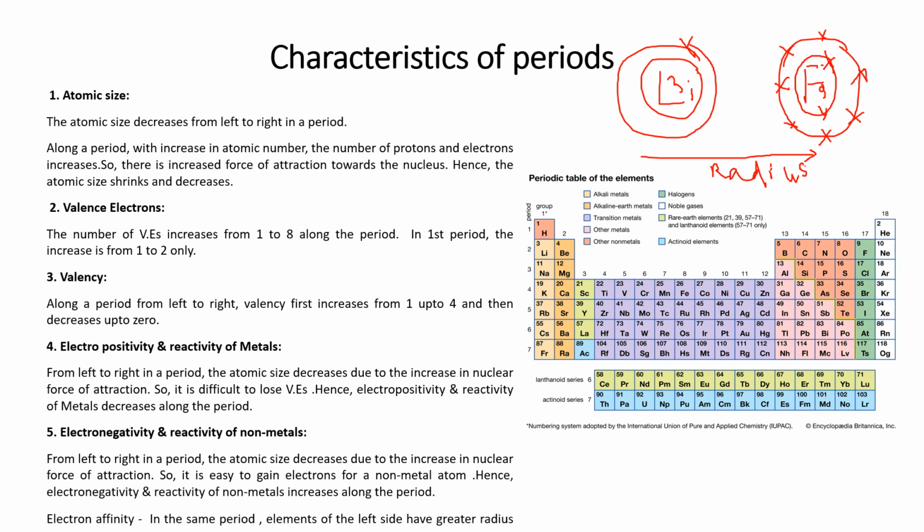Electronegativity. From left to right in a period, the atomic size decreases due to the increase in nuclear force of attraction. So it is easy for a non-metal atom to gain electrons. Hence, electronegativity and reactivity of non-metals increase along the period.